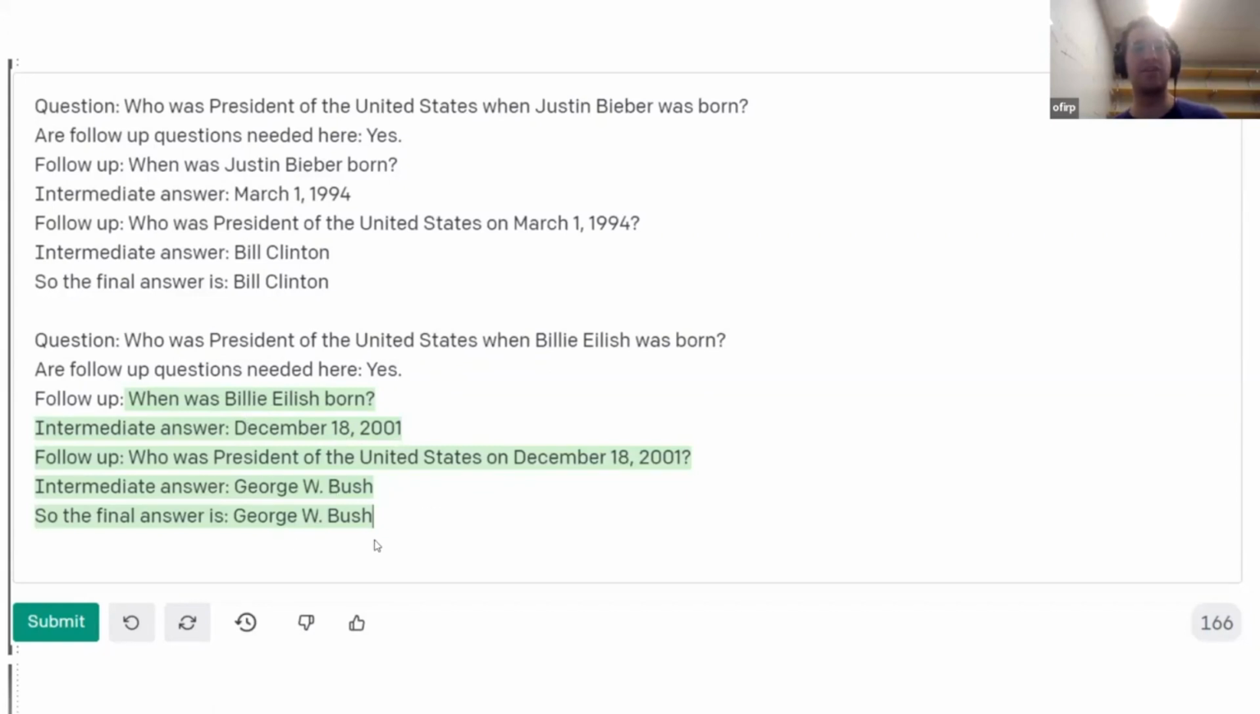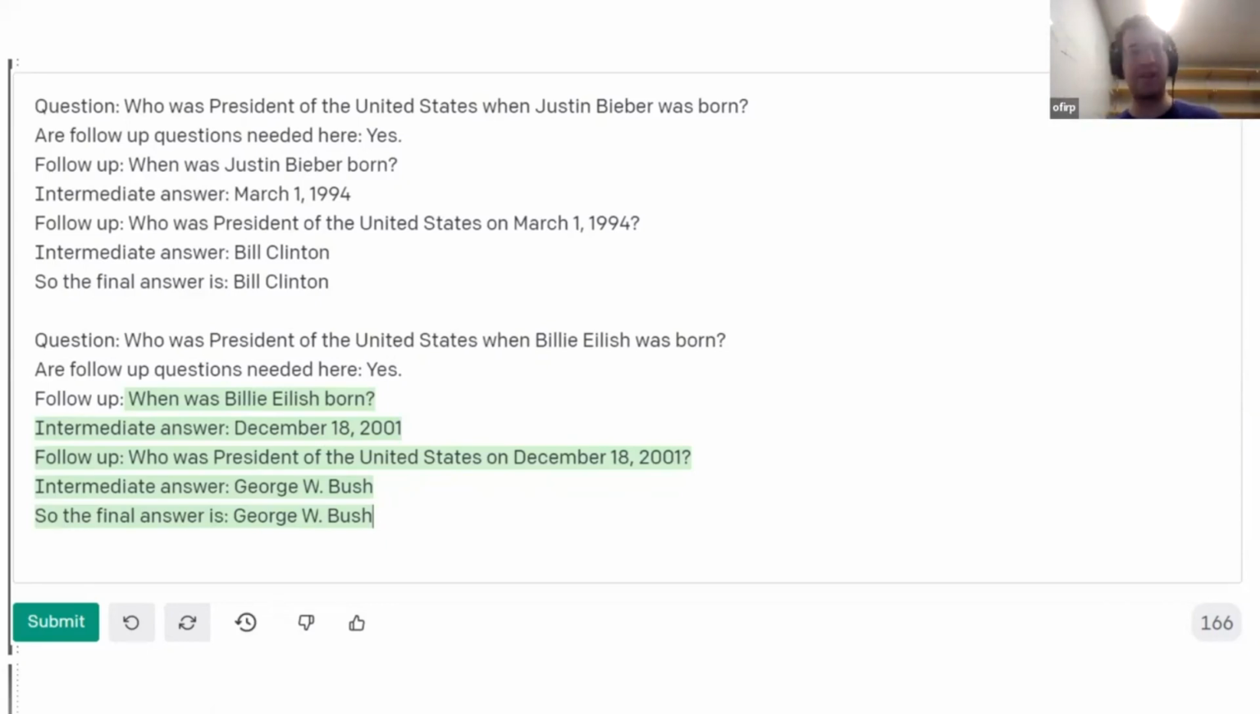Bush. So the final answer is George W. Bush. So it doesn't have this explicit structure of explicitly stating the sub-question and then explicitly answering it, and then stating the next sub-question and then answering it. And what we noticed is that chain of thought a lot of times loses its train of thought and kind of just forgets where it was going.